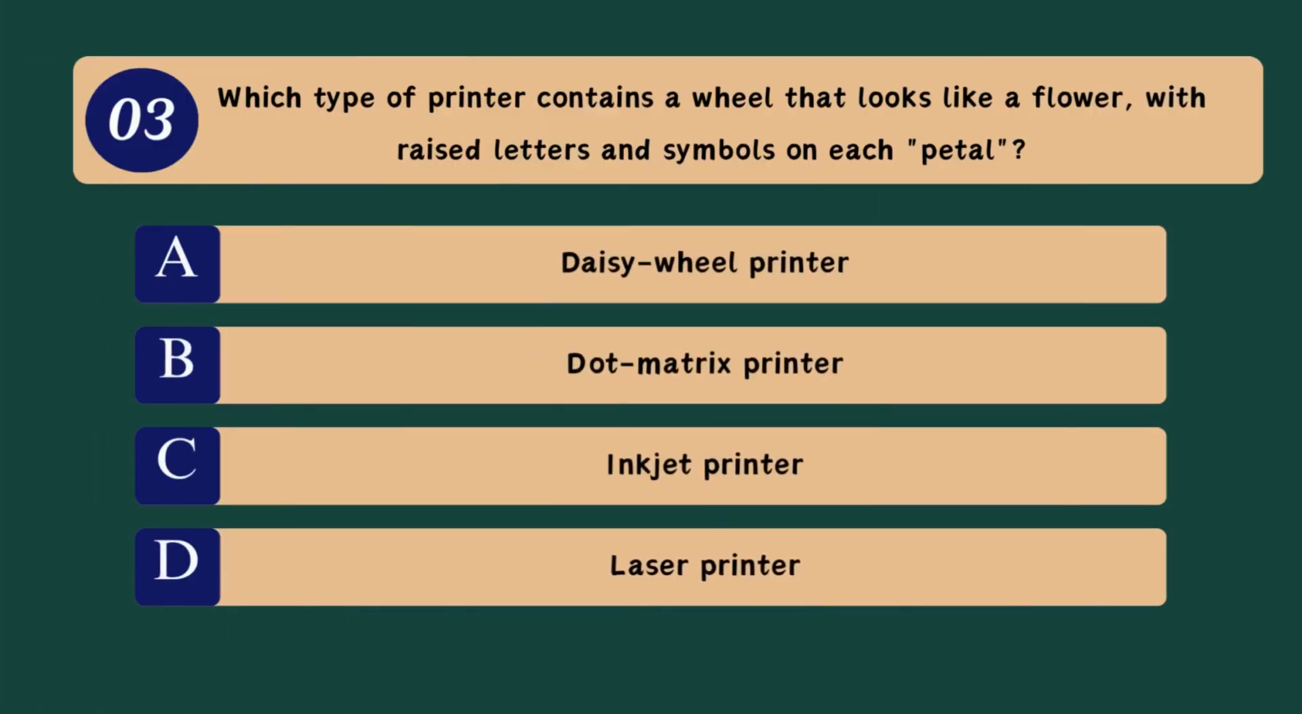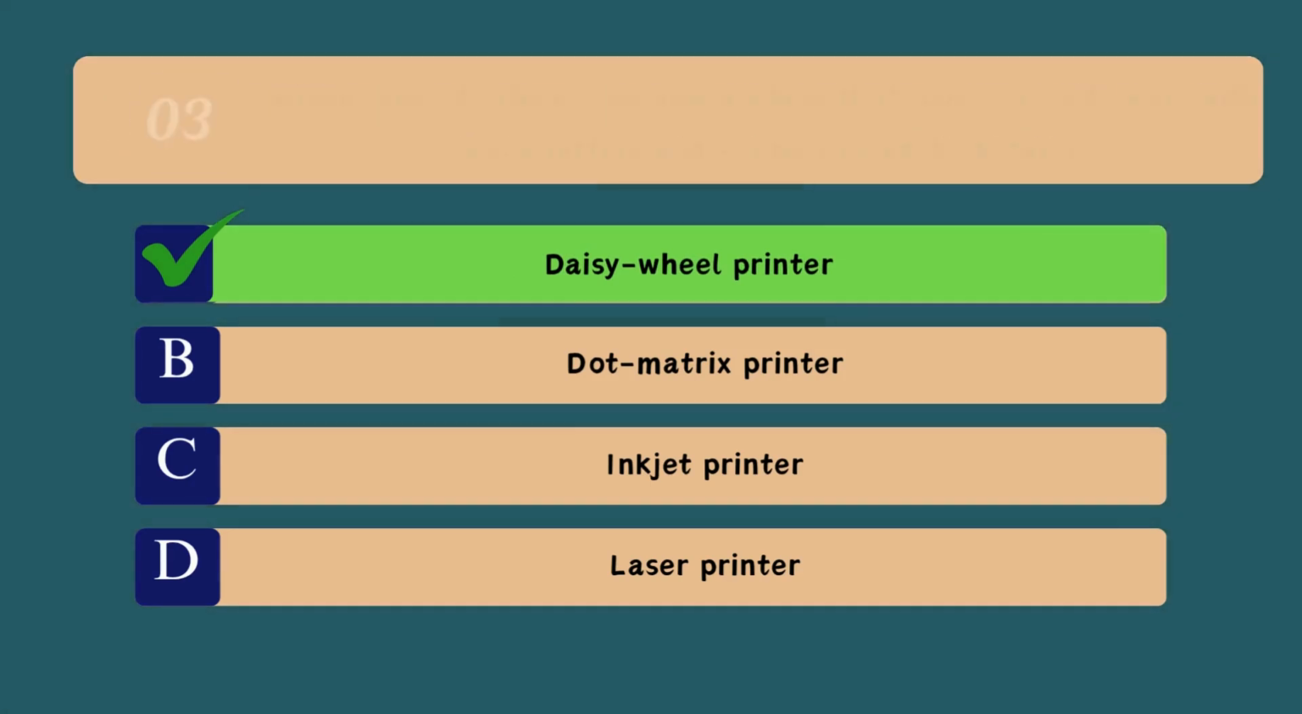Question 3. Which type of printer contains a wheel that looks like a flower, with raised letters and symbols on each petal? A. Daisy wheel printer. B. Dot matrix printer. C. Inkjet printer. D. Laser printer. Correct answer. A. Daisy wheel printer.